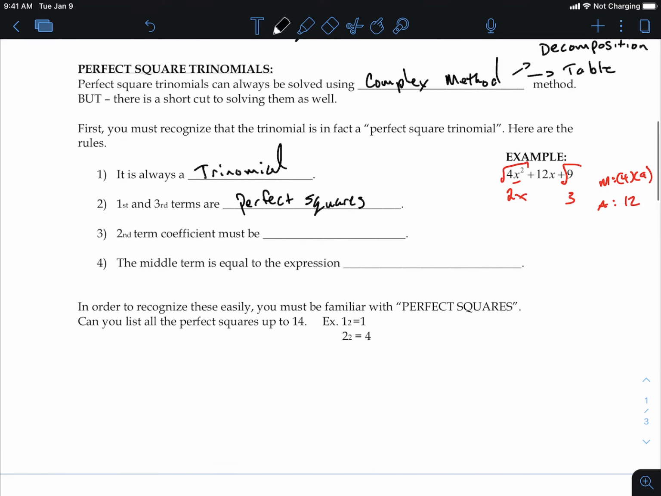Now, here's the other condition though. The second term coefficient, so the number in the middle, has to be even. And just as a fun fact at the end, not that I've really ever used this, I suppose it could be another method to check that it is a perfect square trinomial: the middle expression is always equal to 2 times the square root of a times c. Okay, don't worry about that one too much.